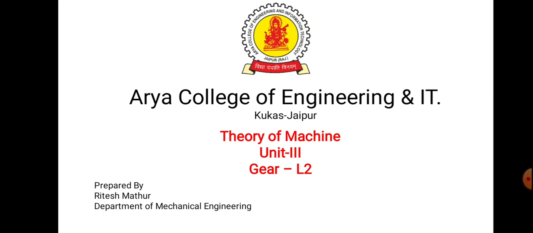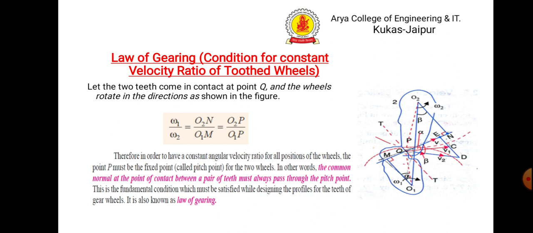So in this lecture, we will discuss the remaining part of the terminology of gears. Okay. Now, first one is law of gearing. It is nothing but the condition for a constant velocity ratio of two gear wheels.